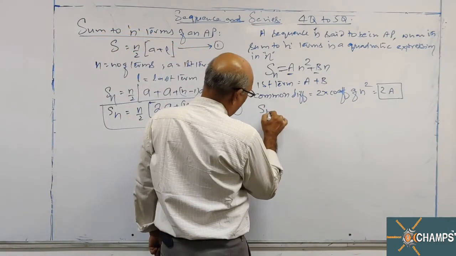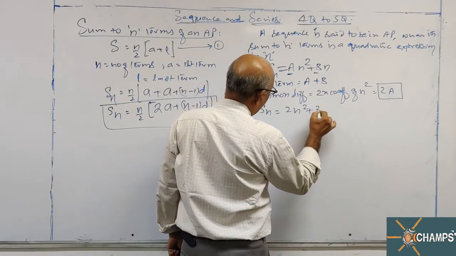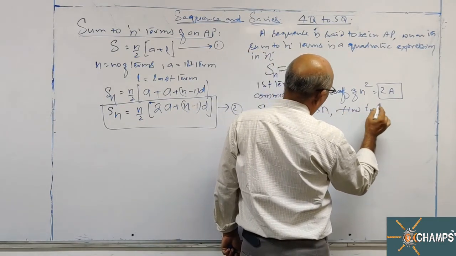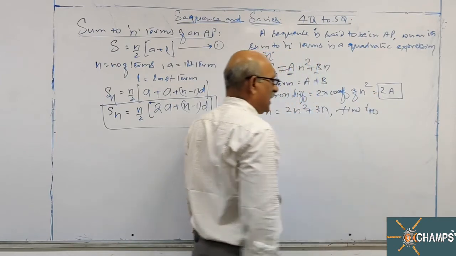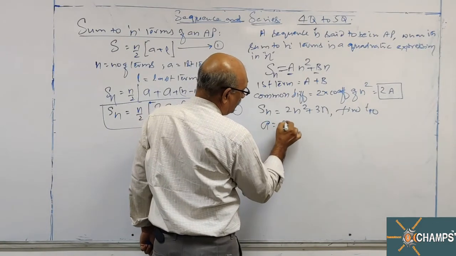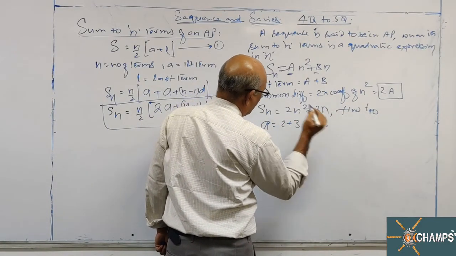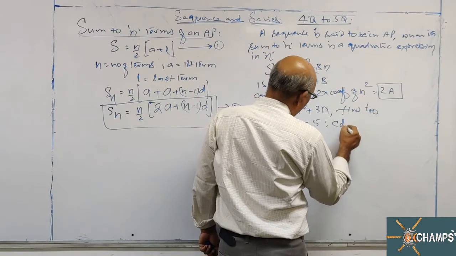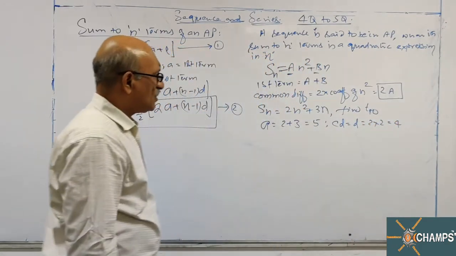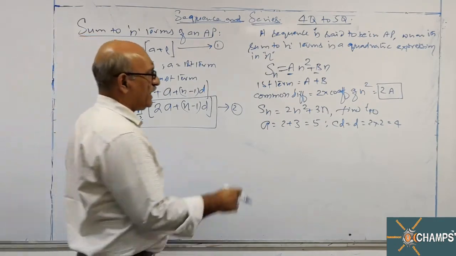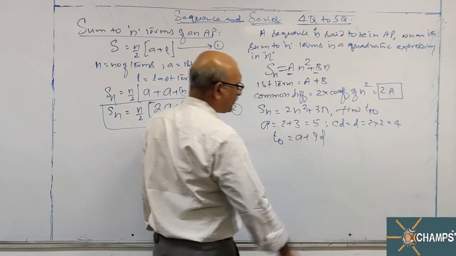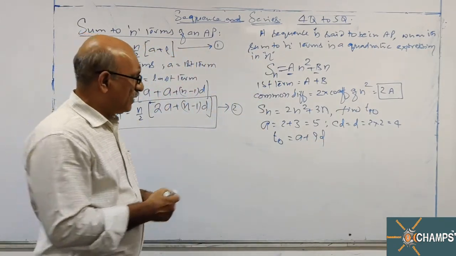For example, Sn is equal to 2n square plus 3n. Find Tn, or you can say find T10. Let us take this one. Immediately I can write the first term: 2 plus 3 is equal to 5. Common difference d is 2 into 2, 4. First term is obtained, common difference is obtained. T10 is equal to a plus 9d.